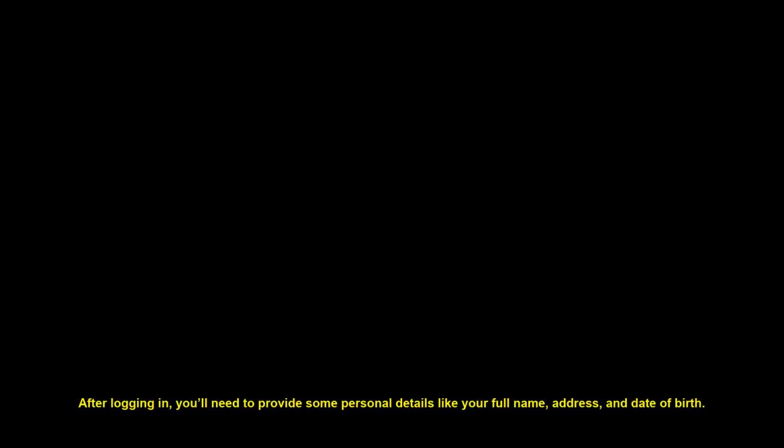After logging in, you'll need to provide some personal details like your full name, address, and date of birth. ClearScore will ask for this information to access your credit report securely. Fill in all the required fields carefully and click Continue.